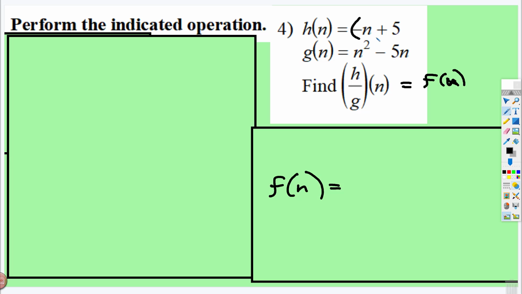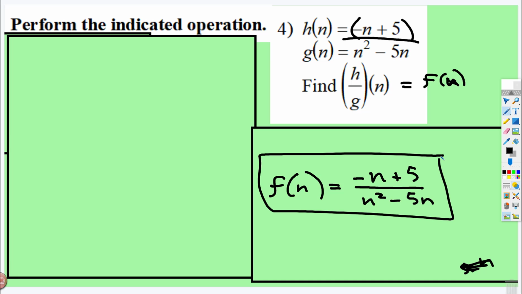It says you're going to take this h function and divide the g function. So negative n plus 5 divided by n squared subtract 5n. If all four terms had an n attached to it, you could cancel an n. If all four terms had a 5 in common, you could cancel a 5. But because they don't, this is as simplified as you can get. All right, I'm going to move on.